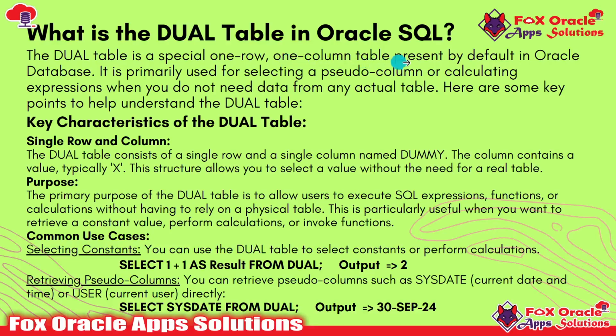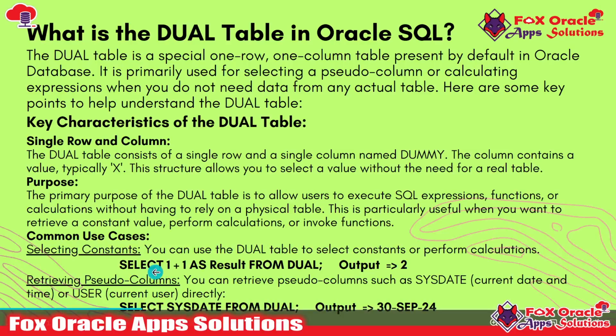You can see this one column table is present by default in the Oracle database. It is primarily used for selecting pseudo columns or calculating expressions when you do not need any values coming from any other database tables. For example, we have two values, 5 plus 6, and you want to calculate them in SQL. A SQL select statement requires at least one table name to display the result. Without any table, we cannot use a select statement. The select keyword cannot be written without a table.